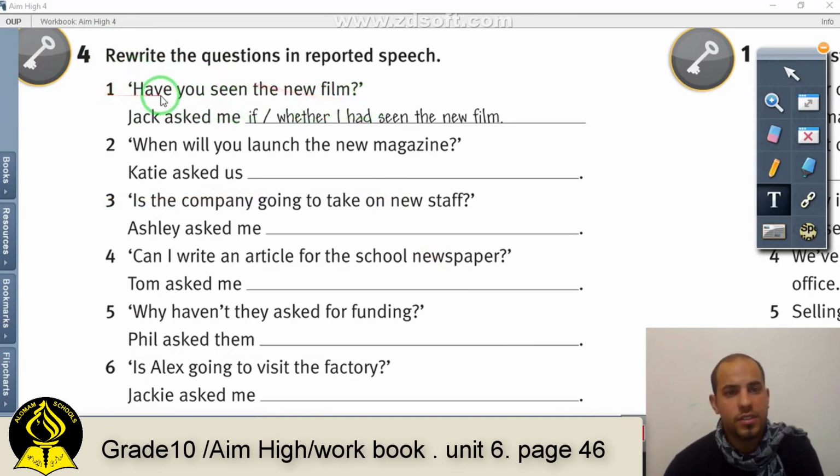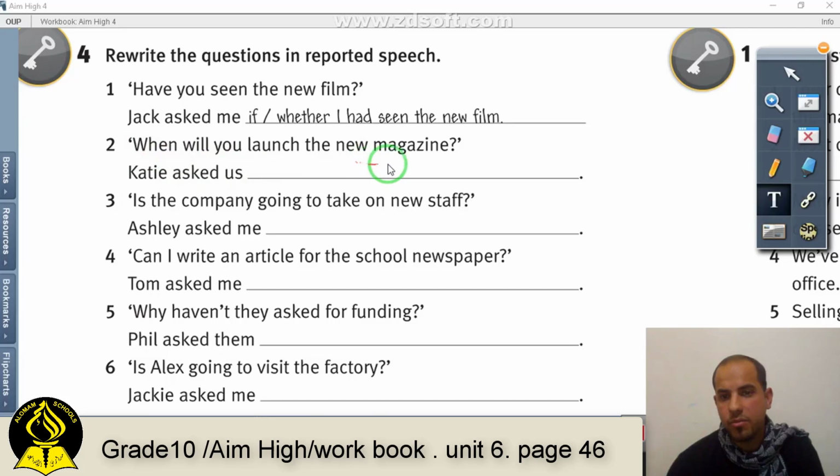So the first step, as I told you before, is to define the type of the question. This is a yes or no question. This is not a WH question, because it starts with an auxiliary verb, have. So the answer should start with if or whether. And then the subject, then you change the tense and continue the sentence. Okay? Let's move to number 2.